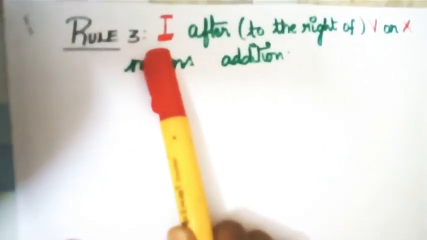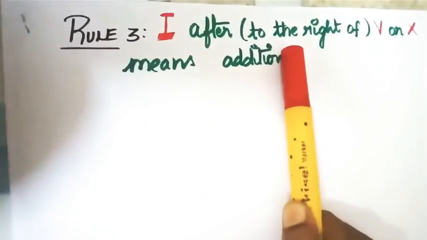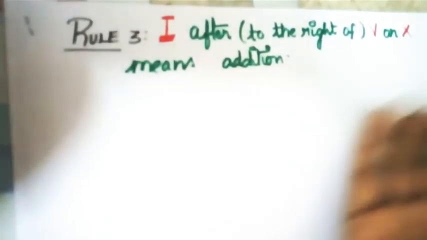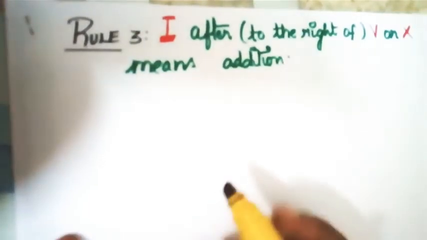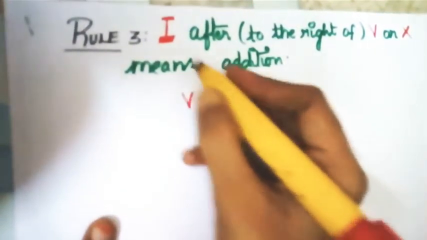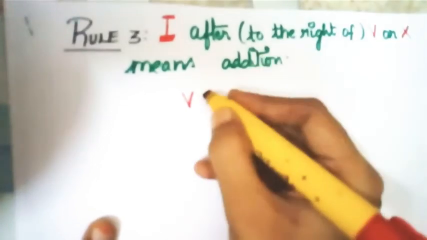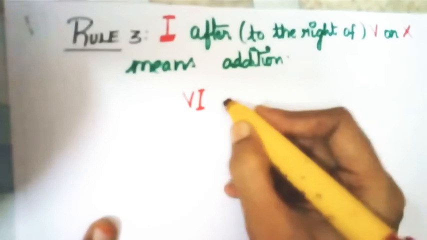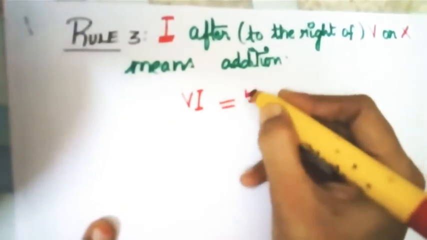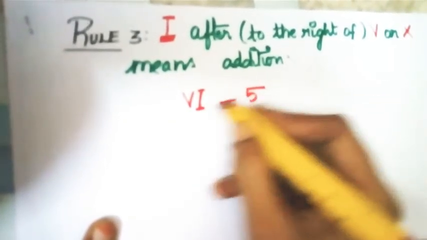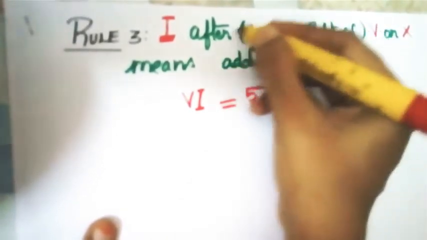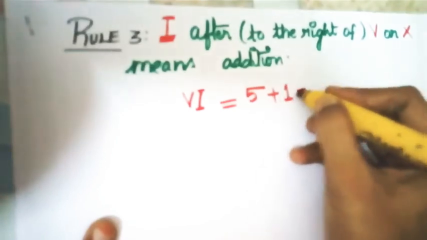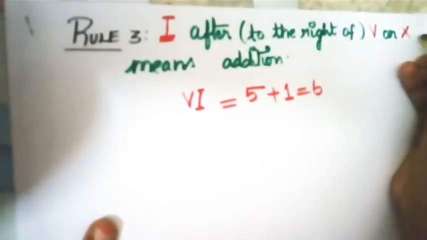Rule number 3. I after, to the right of V or X, means addition. So rule number 3 is about writing I to the right hand side. I have written V and I to the right of V. It means you have to add. What is the value of V? It's 5. The value of I is 1. It is to the right and so you have to add 1. 5 plus 1 is 6.